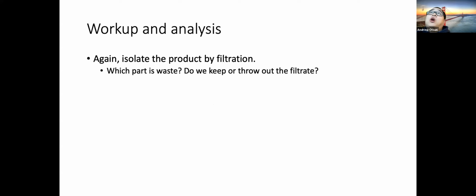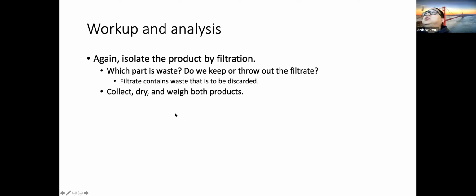So we're going to discard it into the waste where it'll get treated and dealt with. Okay, because you can't send these things down the drain. These things need to be treated by waste management companies and people. Okay, so the filtrate contains the waste that we don't want, so we throw that away.